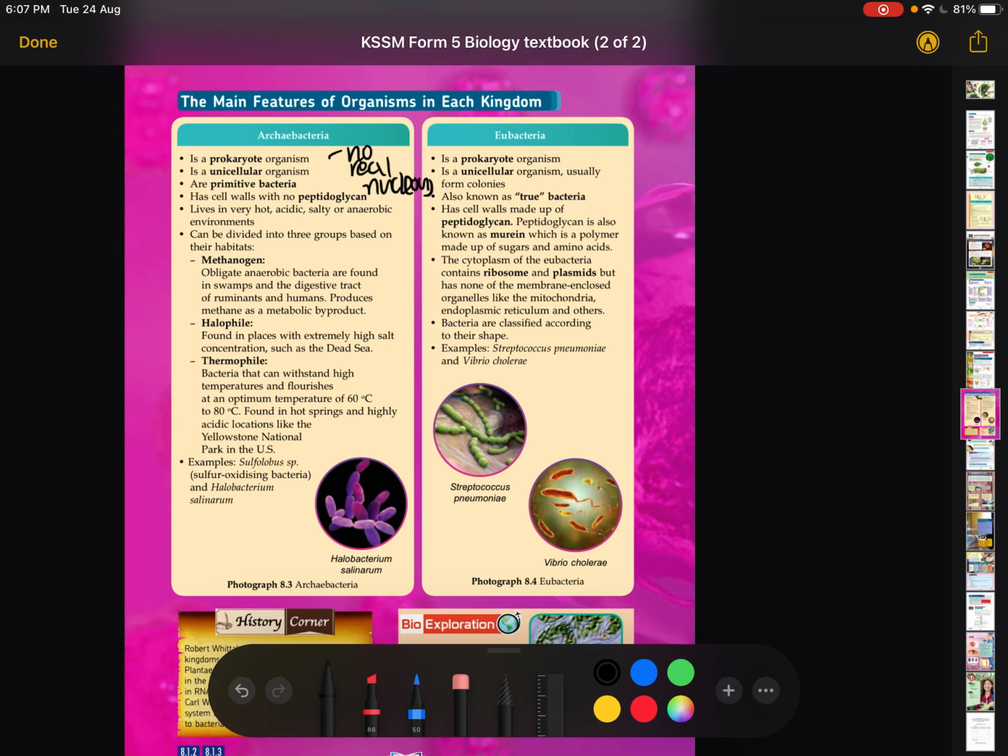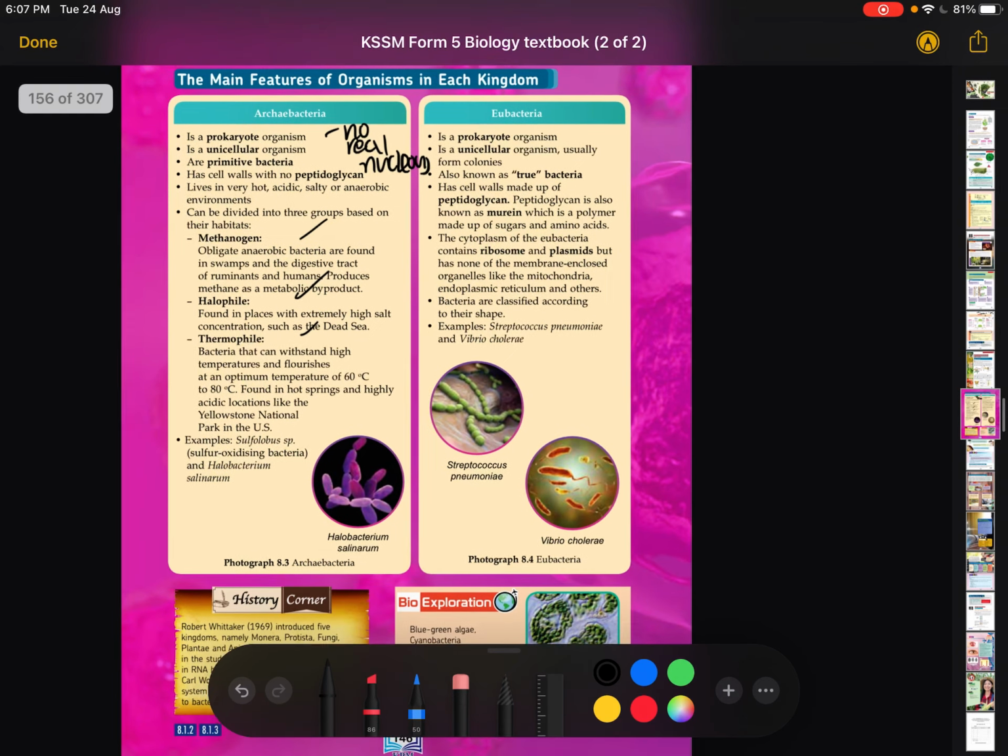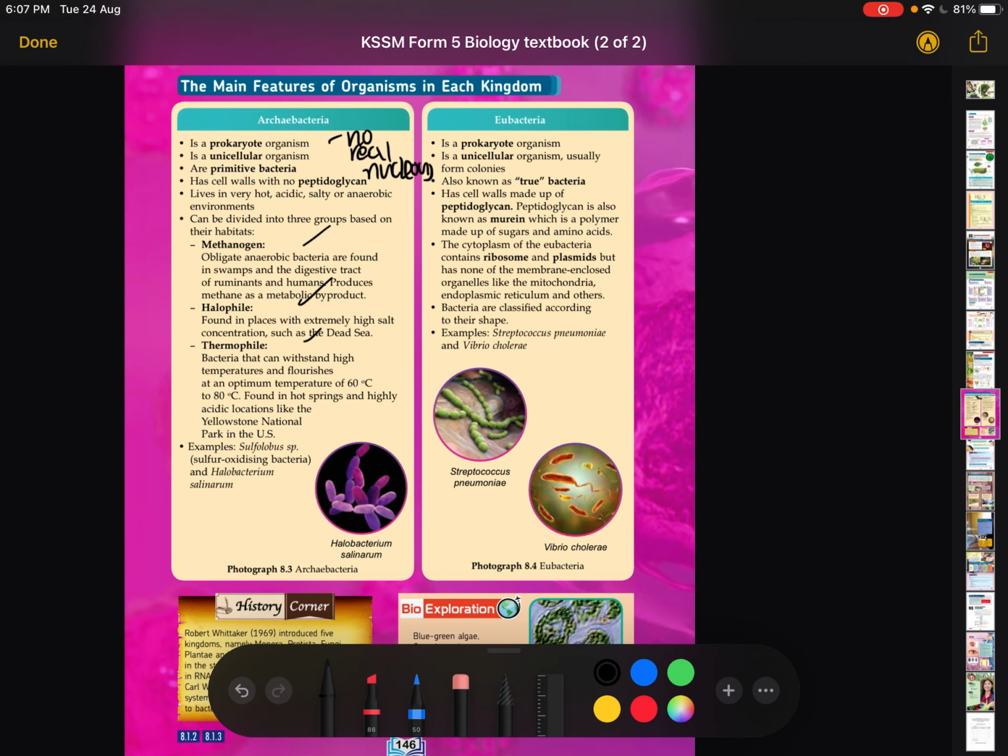And then the main thing about archaebacteria is that they are very good at adapting to their surroundings. They are only found in these very extreme conditions. So for example, methanogen, halophile, and thermophile.